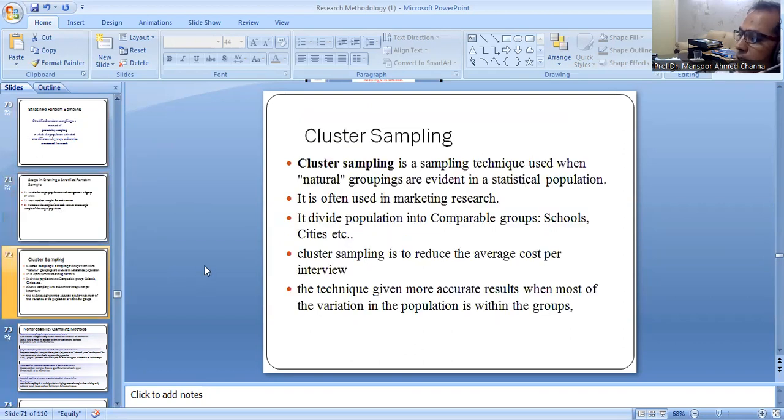Number 4, cluster sampling. Cluster sampling is a sampling technique used when natural groupings are evident in a statistical population. It is often used in marketing research. It divides the population into comparable groups, schools, cities, etc. Cluster sampling is used to reduce the average cost per interview. The technique gives more accurate results when most of the variation in the population is within the groups.